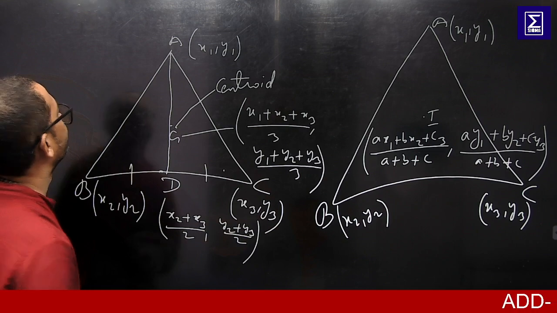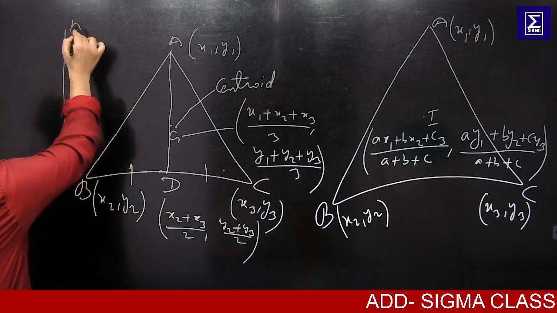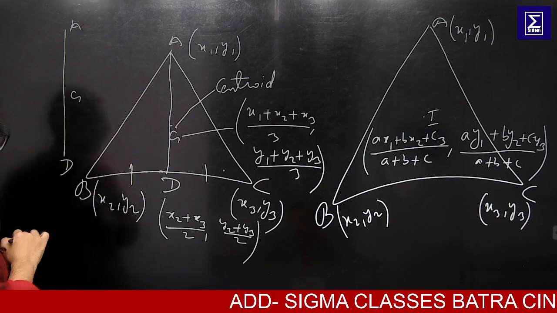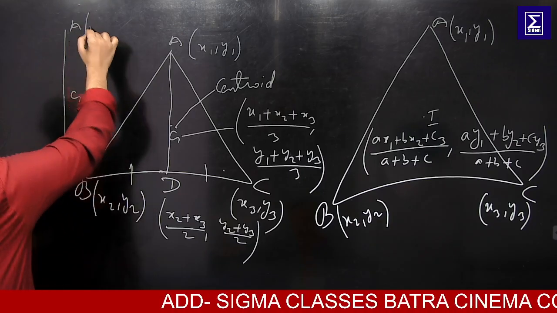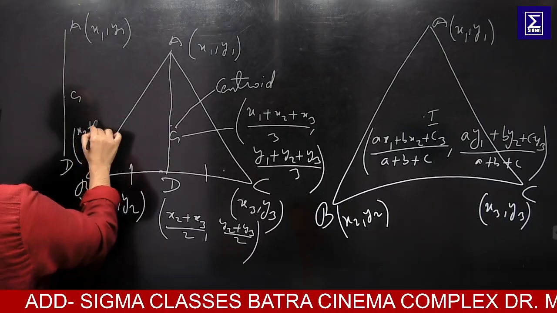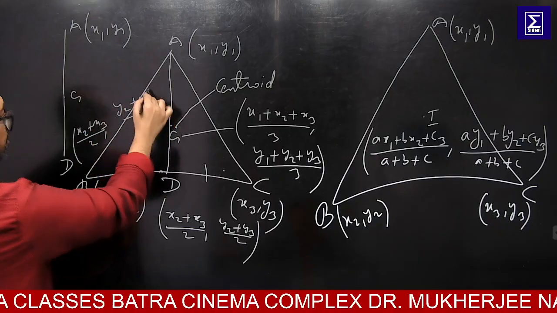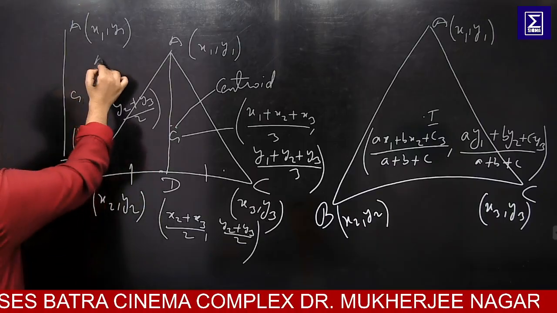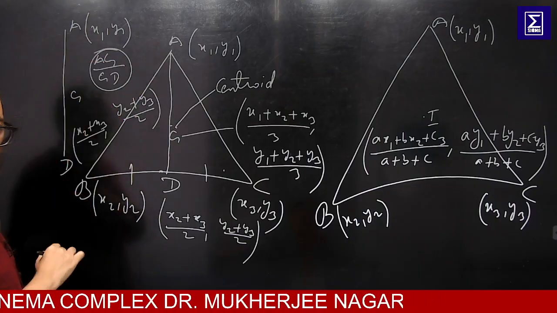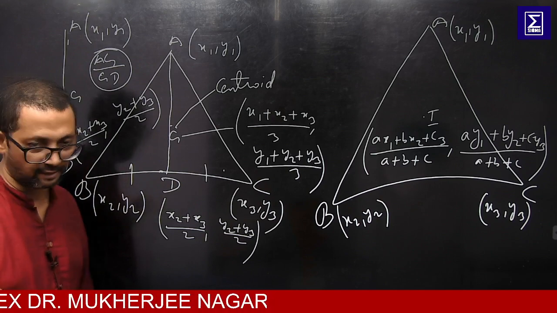Okay, now this is the median AD. G is the centroid. You have got (x1, y1), and here we got (x2 plus x3) upon 2, (y2 plus y3) upon 2. Yes or no? Only what you require is the ratio AG upon GD. If we get this ratio, then we can again use the section formula and we will get it.